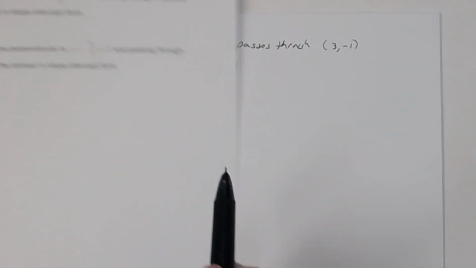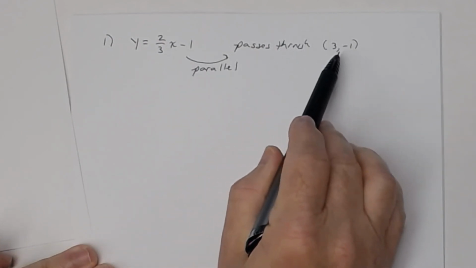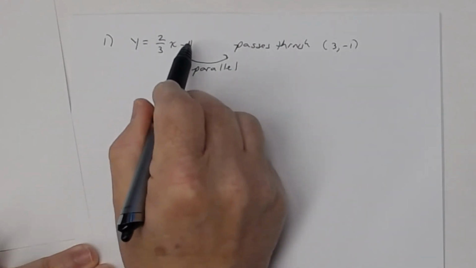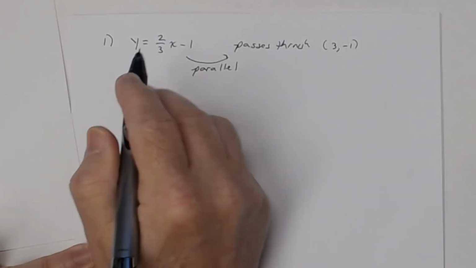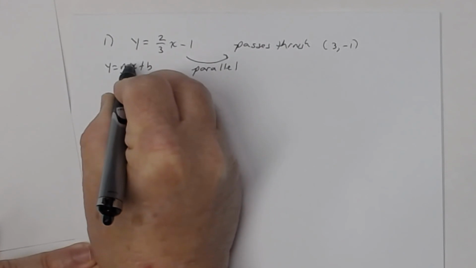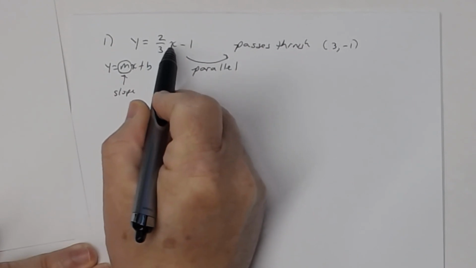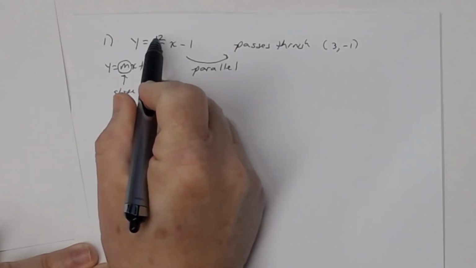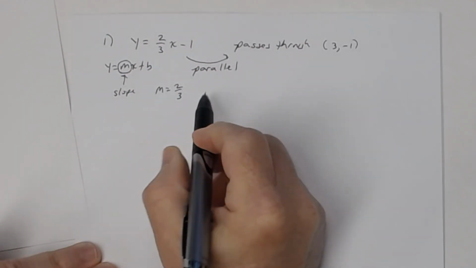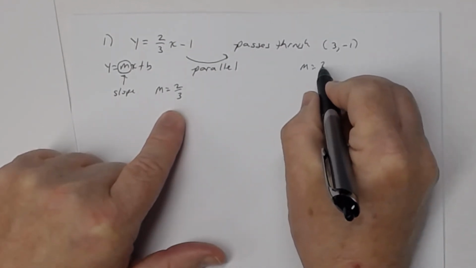All right, so in number one, this line that is parallel to the line that contains this point, remember they're parallel, so they have the same slope. So the slope of this line, and notice that this equation is in slope-intercept form. So remember, slope-intercept form is y equals mx plus b, where the slope is the coefficient of x. And in this case, you'll notice that the coefficient of x here is 2/3. So the slope of this line is 2/3. So that means that the slope of the line that goes through this point is also 2/3.